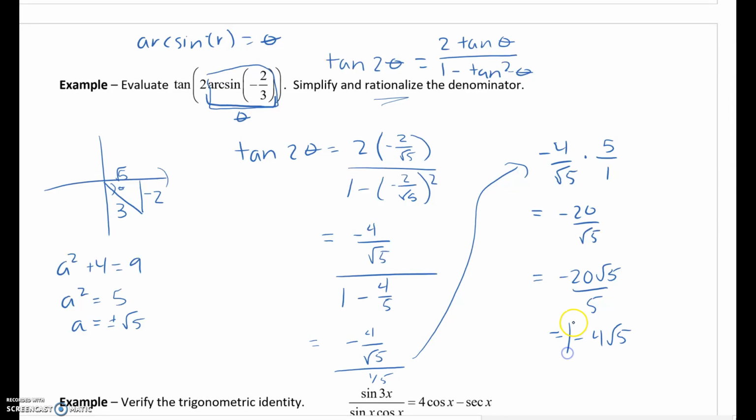So a good rule of thumb when you should rationalize: if you have a common number in the 20 and this root 5 right here, if you have common numbers there, then you should really rationalize it because you can reduce that fraction. So that's kind of a good rule of thumb to look at.